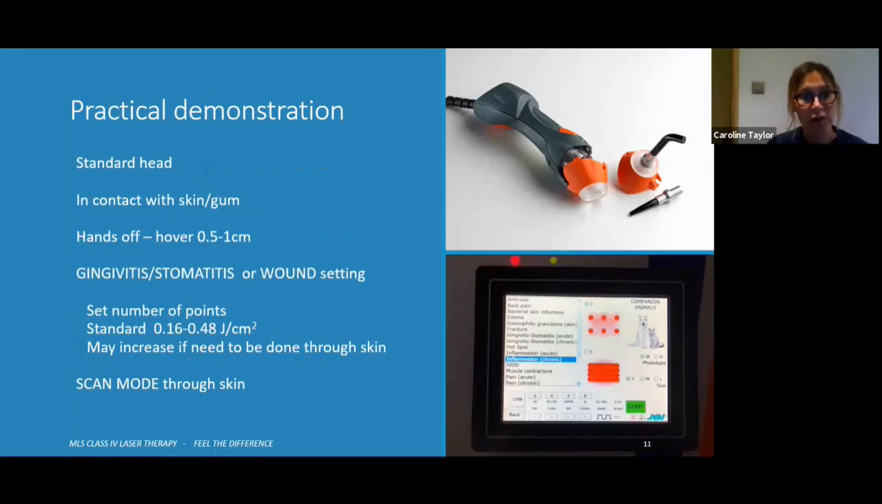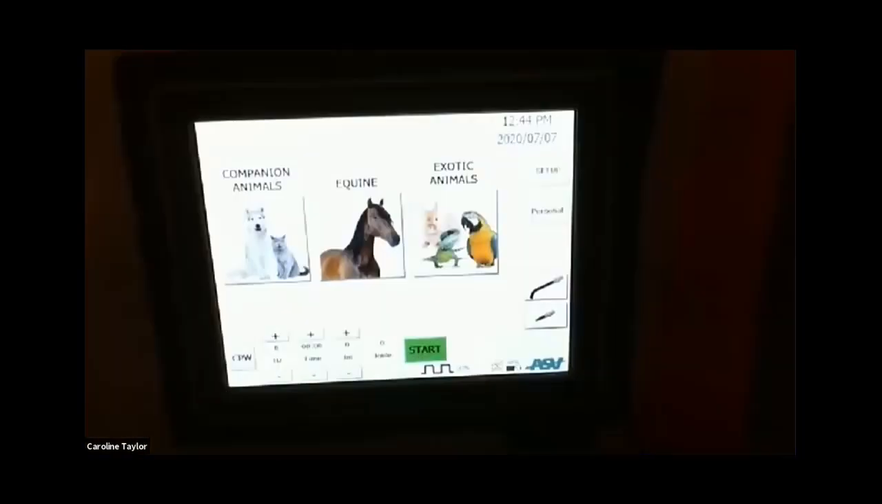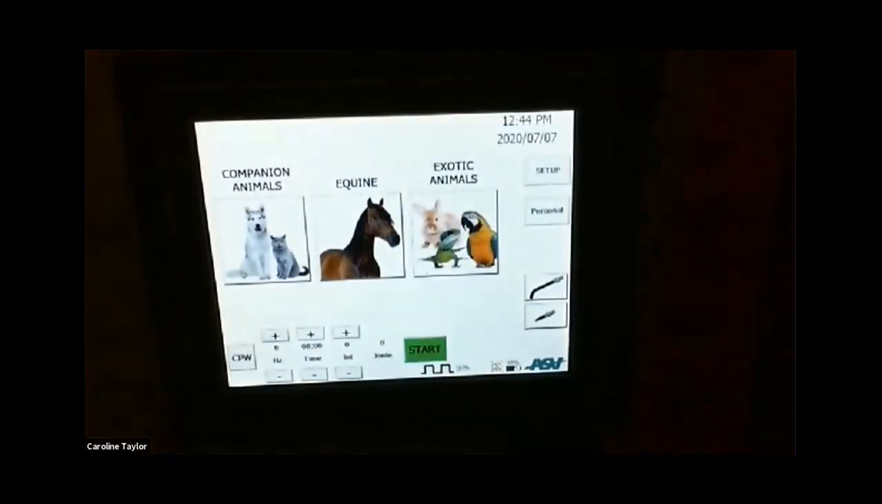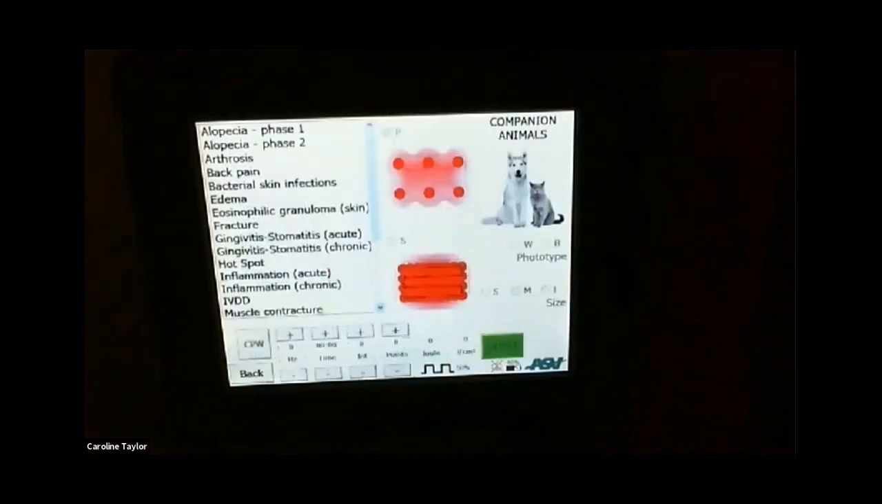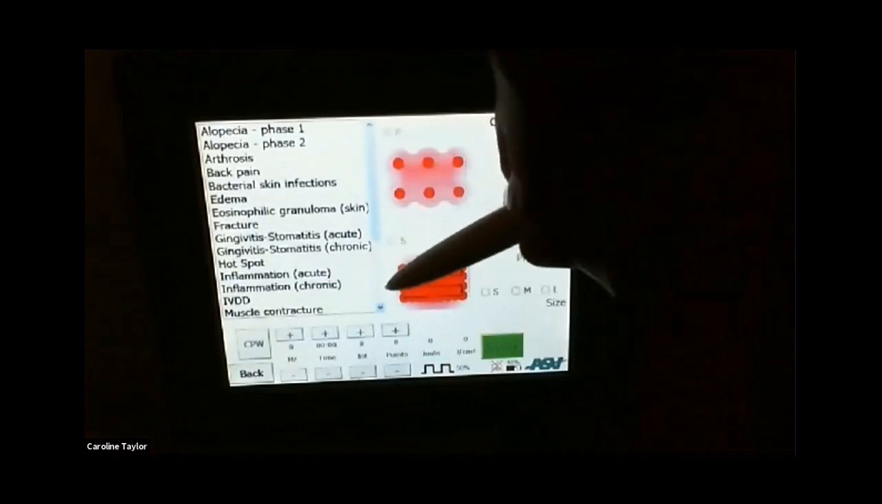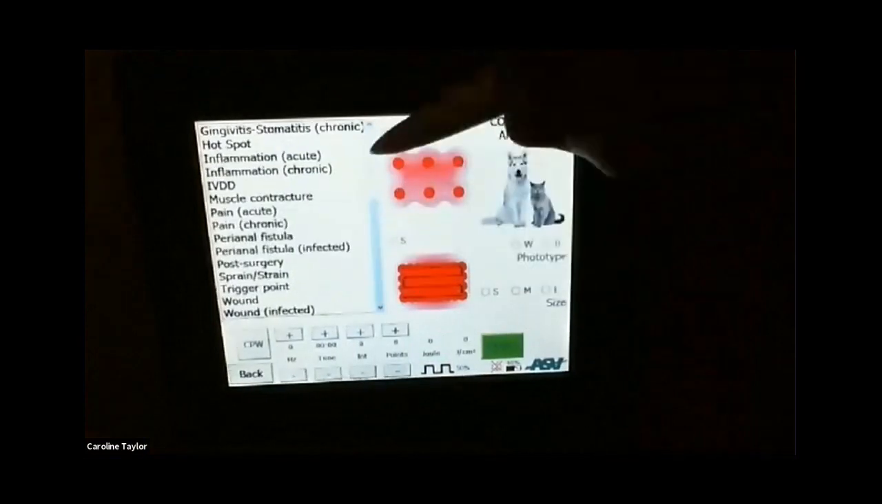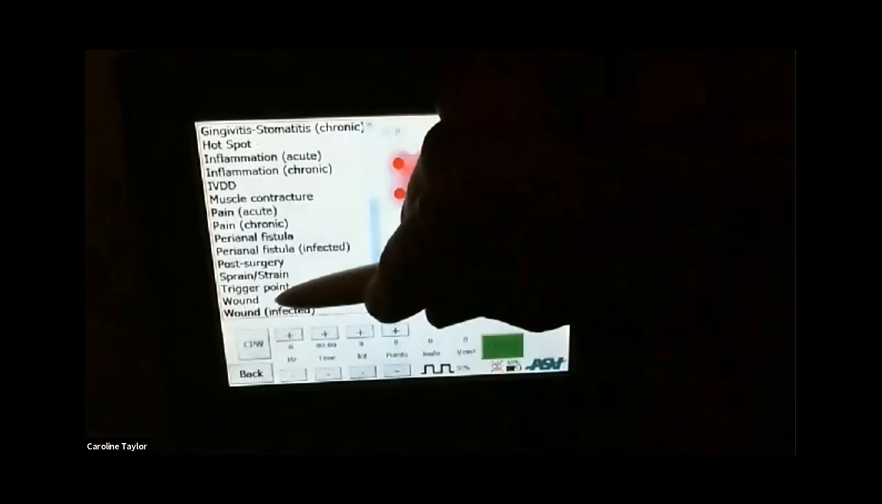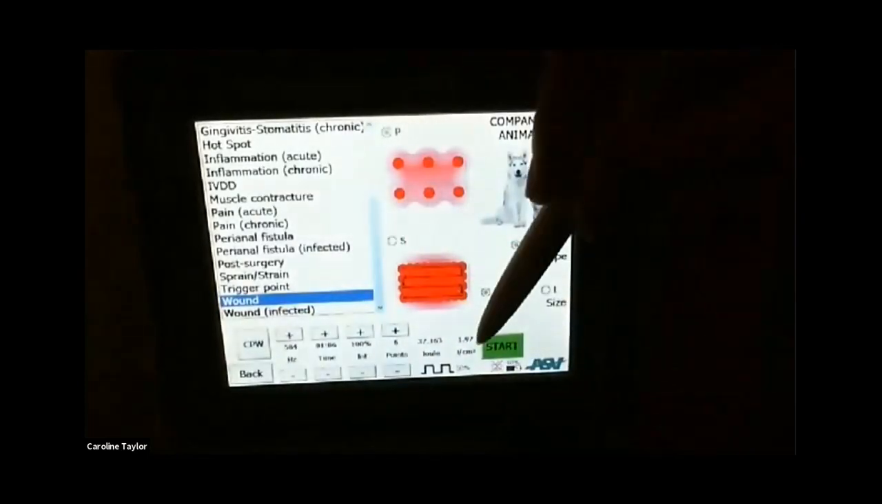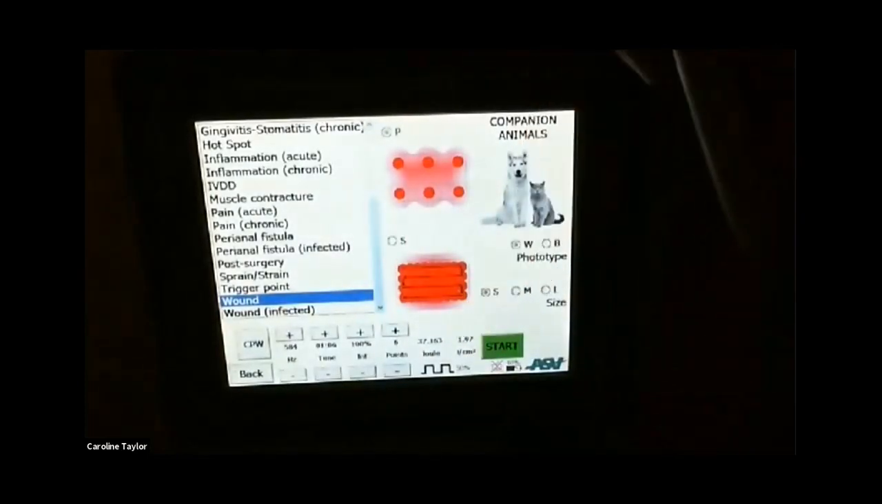So I'll just close this down now, and I'll show you the machine that I have set up here. So these are the settings that when you turn on the machine, this is the screen that you get. And then we'll go on to companion animal. So initially you'll go on to the wound setting. You've got a little one just down here. And you'll see you'll have about 2 joules per centimetre squared.